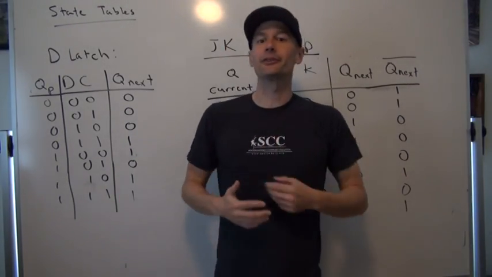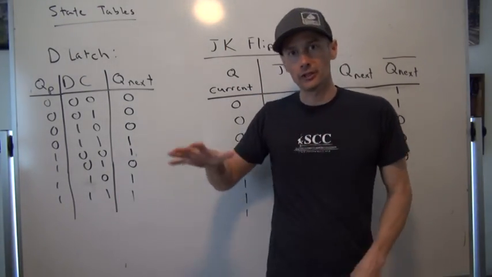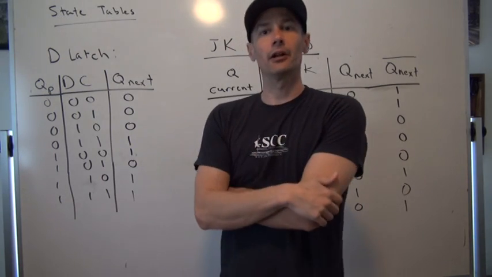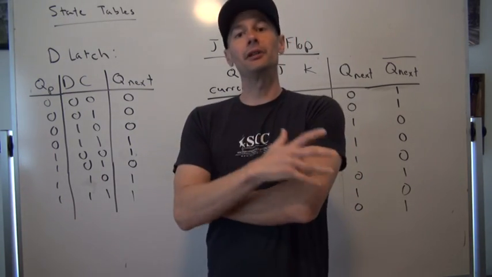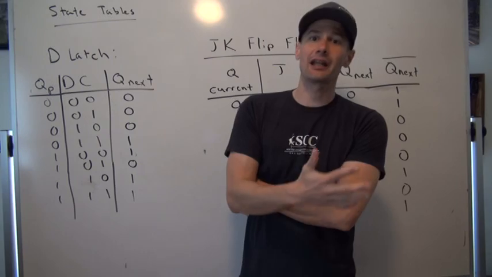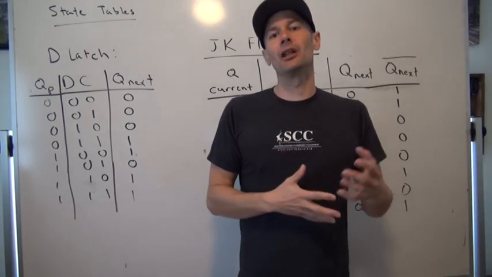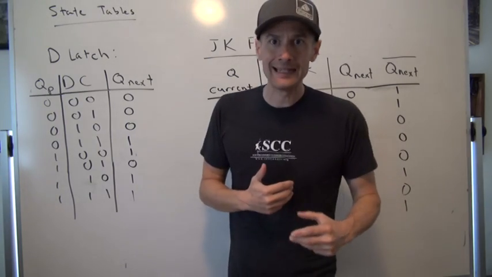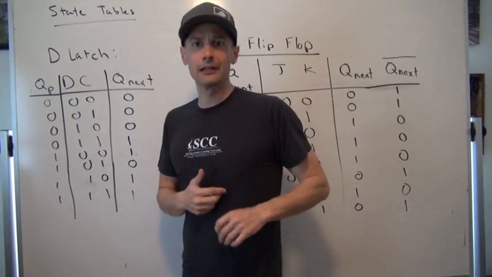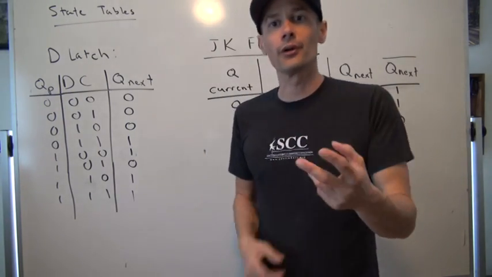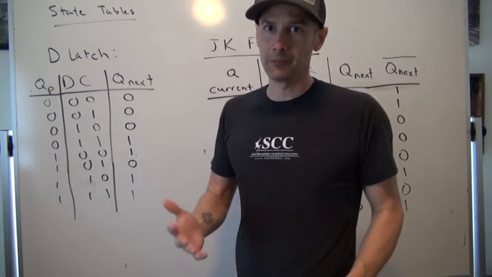Hey everybody, I wanted to take a moment to go over and give an introduction on what we call state tables. We're going to be utilizing these with the D latch and the SR latch when we start looking at utilizing combinational logic to perform a function and then actually using the D latch or the JK flip-flop to store the output of that function in memory.